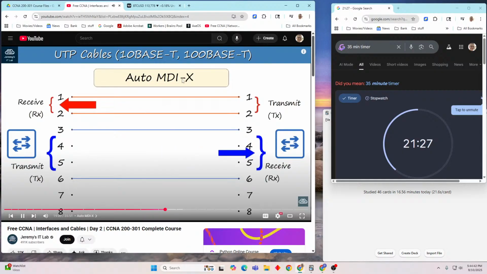So, unless you're working with network equipment that is quite old, you don't really have to worry about straight-through and crossover cables. But this is good information to be aware of, and it's also good to learn about the concept of Auto MDIX, both for the exam and for real-world networking.